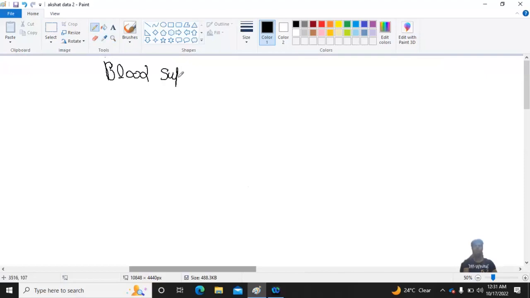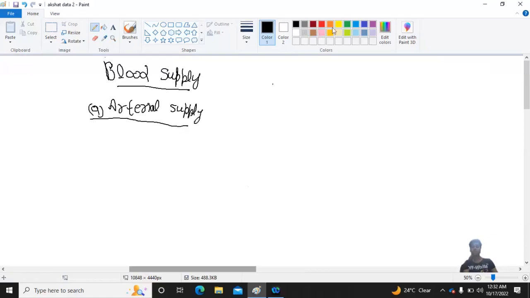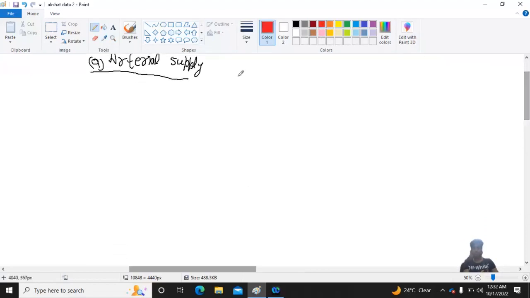Blood supply. So this stomach is wholly supplied by some branches of the aorta, like the celiac trunk. This is completely supplied by the celiac trunk. We have almost covered the celiac trunk already. So first we draw the stomach. Arterial supply. First we cover the arterial supply, then venous, then other things.